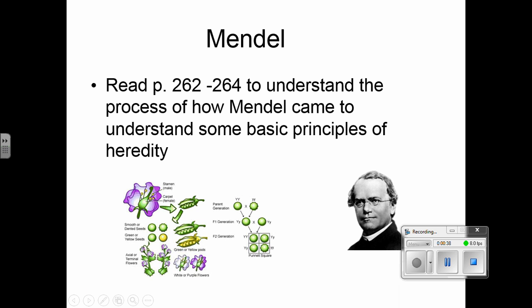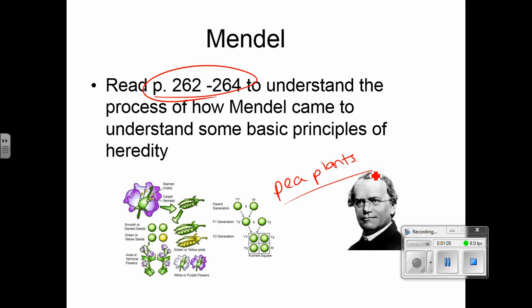All right, you can read page 262 to 264 to understand the process of how Mendel came to understand some of our basic principles of heredity. I am going to tell you what those principles are, but if you want that history lesson of how he came to those ideas, these are the page numbers of your textbook. I know you're all itching to read that, but the idea here, for the most part, was that he worked with pea plants.